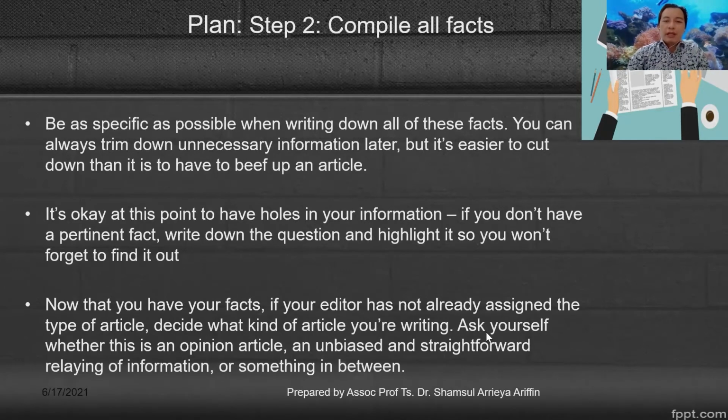Now that you have your facts, if your editor has not already assigned the type of article, decide what kind of article you are writing. Ask yourself whether this is an opinion article, an unbiased and straightforward relaying of information, or something in between. So you need to check which category your article falls into, whether it's your own opinion, a neutral article, something straightforward that you want to report, or something in between. So this can also be the type of article you want to write.